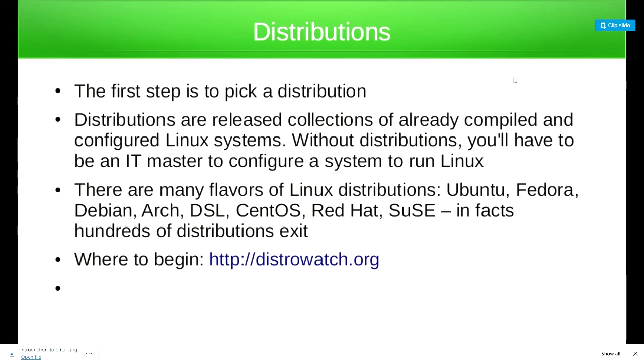Now, how does Linux distribute, or the distribution? The first step is to pick a distribution. Distributions are released collections of already compiled and configured Linux systems. Without a distribution, you'd have to be an IT master to configure a system to run Linux. There are many flavors of Linux distributions: Ubuntu, Fedora, Debian, Arch, DSL, CentOS, Red Hat, SUSE. In fact, hundreds of distributions exist.